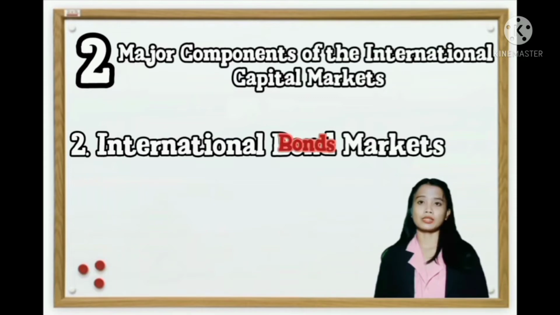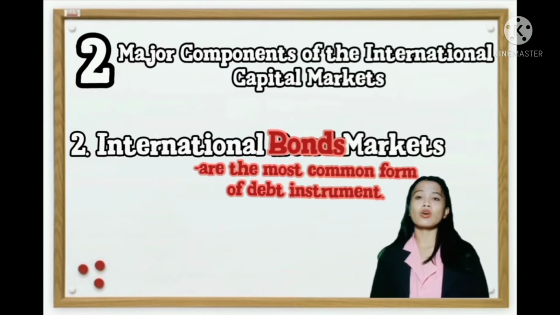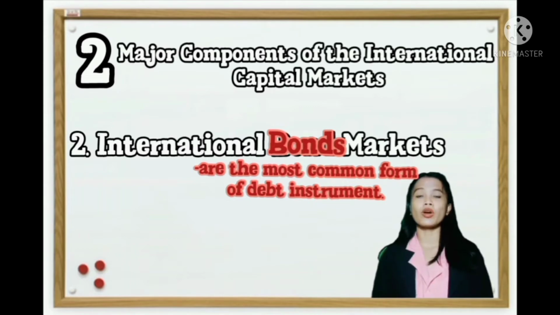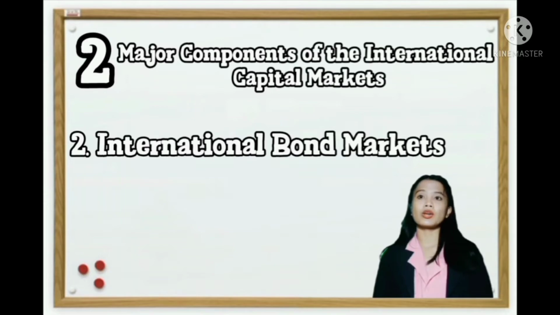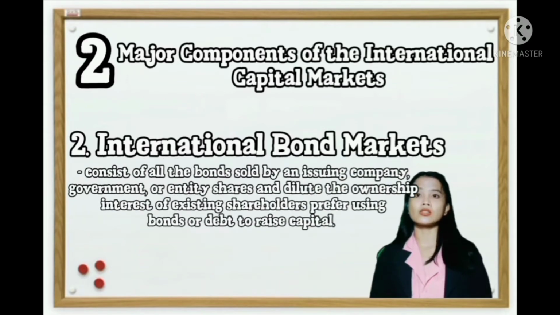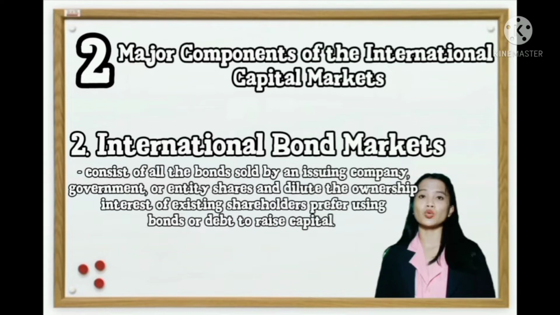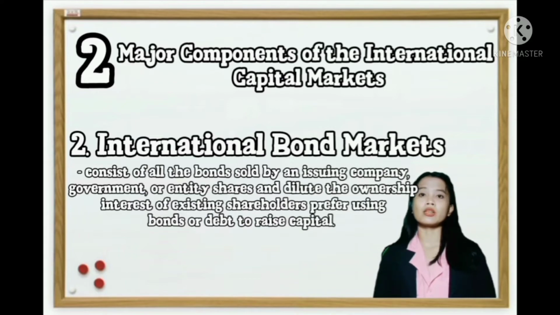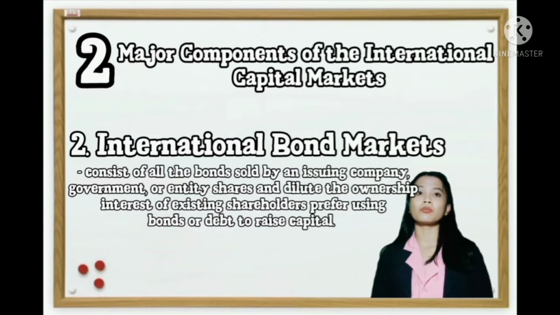International bond markets. Bonds are the most common form of debt instrument, which is basically a loan from the holders to the issuer of the bond. The international bond market consists of all the bonds sold by an issuing company, government, or entity. Unlike shares, which dilute the ownership interest of existing shareholders, some prefer using bonds or debt to raise capital, or the money.